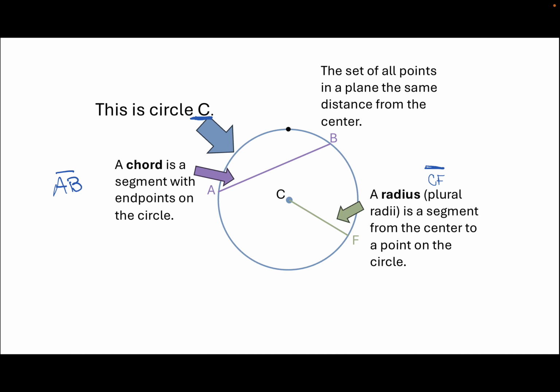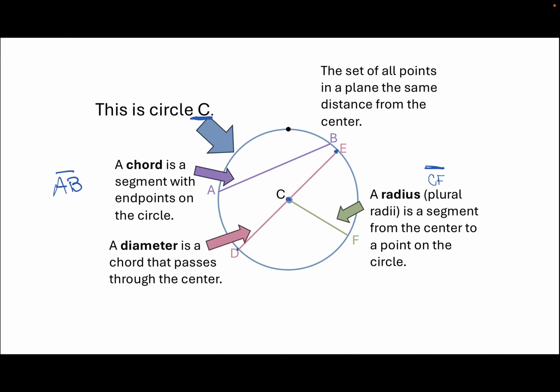And finally, we can have a third type of segment in a circle, and this happens to be segment DE. Segment DE starts on the circle, it goes through the center, and it ends on the circle. So segment DE is called the diameter. The diameter of a circle is a chord that passes through the center. So segment DE is a diameter.